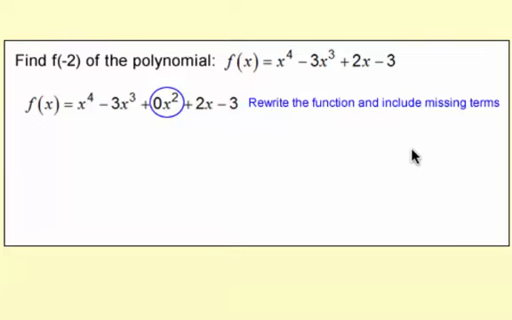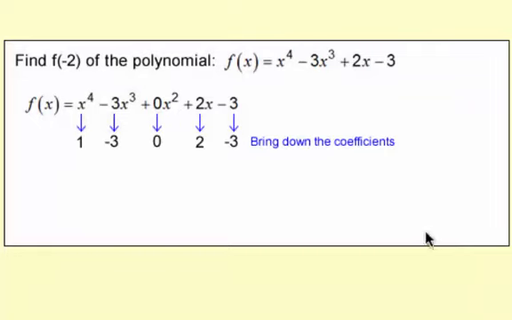The first thing you have to do when doing synthetic substitution is find any missing terms. So here you can see this 0x squared, there was no x squared term, so I put a 0x squared here to represent that. Okay, and if there was a missing constant term, you would put that, but you don't count up. In other words, the degree is 4, so you don't put x to the 5th as a term. You start with the highest degree term first and count down. Any missing terms, you put in a 0.